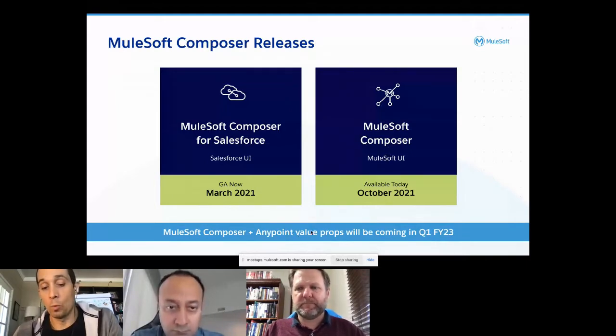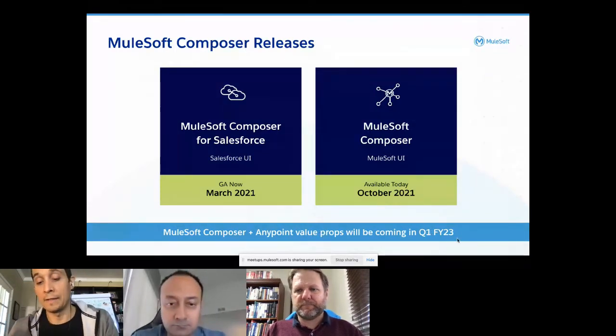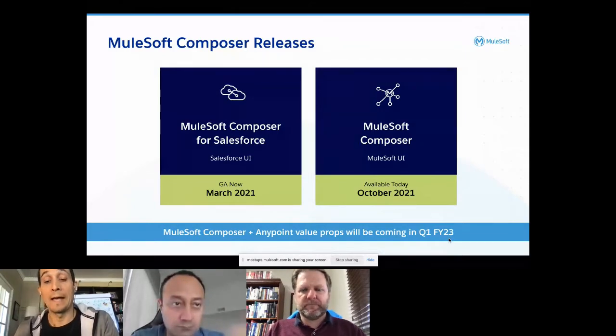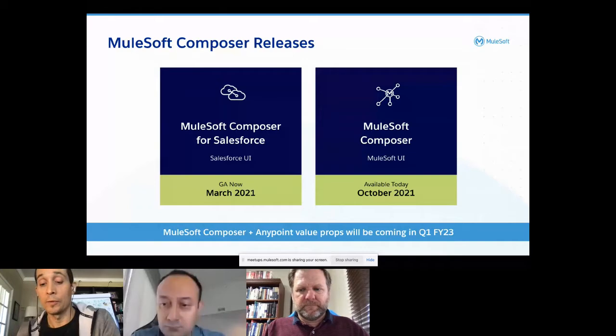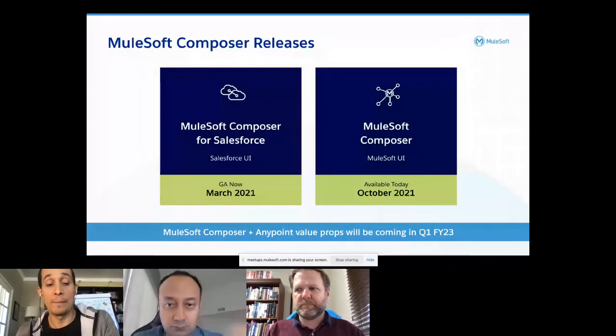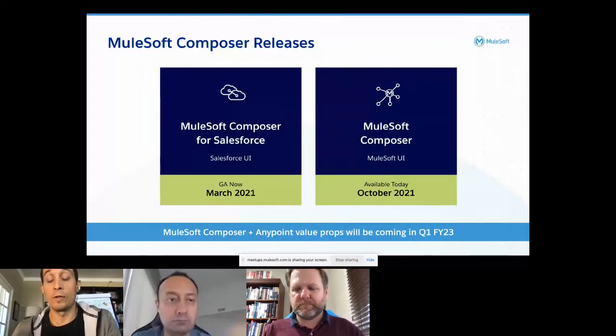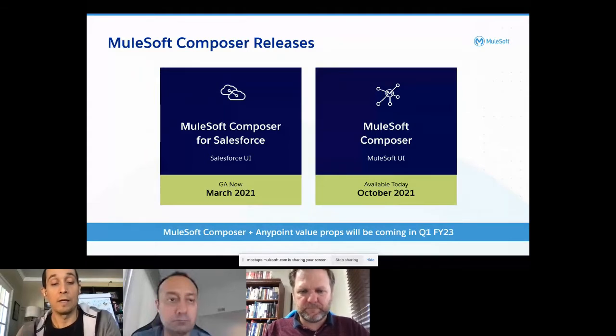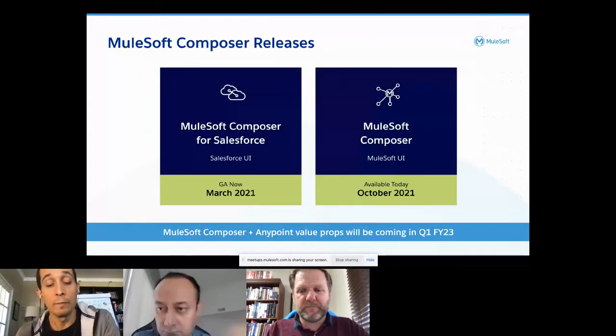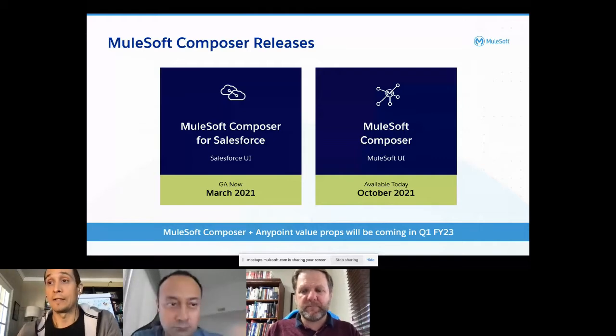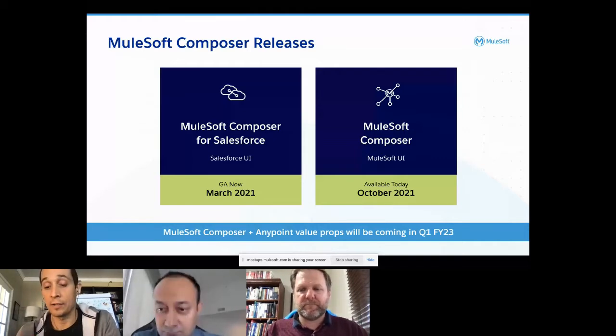Now, what's going to happen in the first quarter of next year, and I know that says fiscal year 23, but that's going to be sometime between February and April of next calendar year. We're planning on introducing capabilities so that Composer can work with artifacts created with Anypoint and that are maybe available in the Exchange, meaning system, process, experience APIs that you've built will be able to be accessed. So that's going to be available sometime first half of next calendar year.